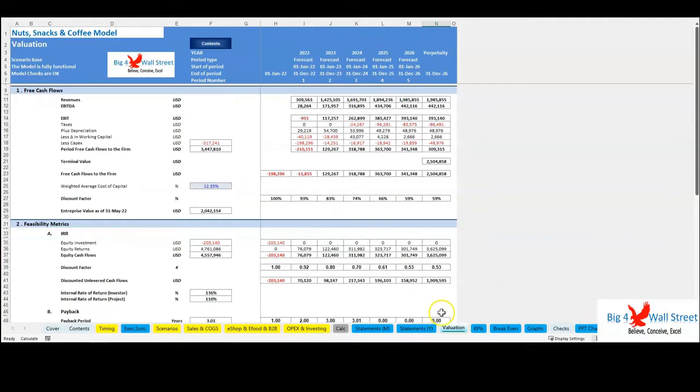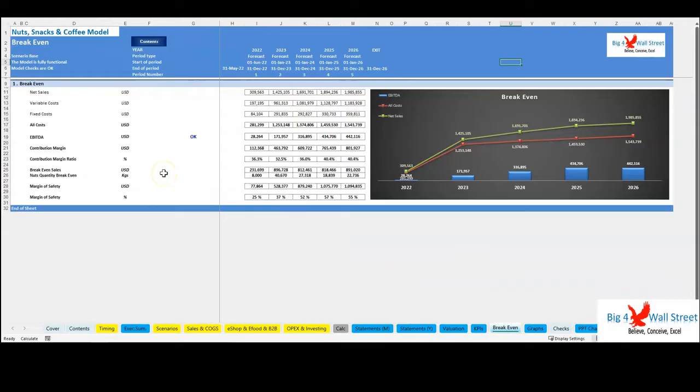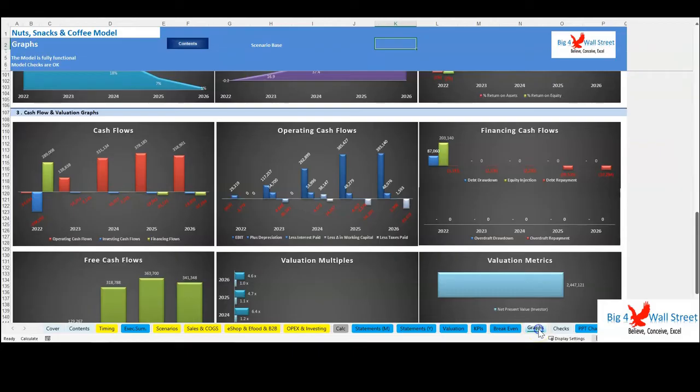Additionally, the financial model includes a range of financial ratios and key performance indicators, KPIs, that can be used to assess the company's financial health and compare it to industry benchmarks. A break-even analysis is also included in the financial model, which calculates the point at which the business's revenue equals its costs. This allows management to determine how much revenue is required to cover fixed and variable costs and achieve profitability.